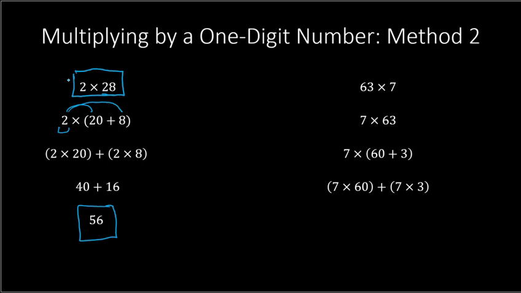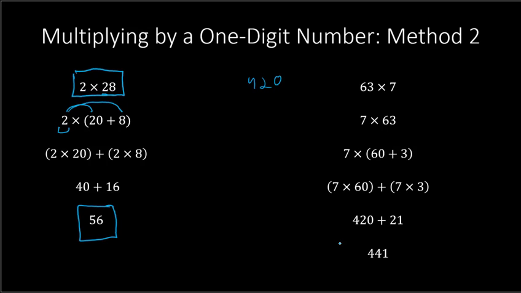7 times 60, we do 7 times 6, that gives you 42. And just put a 0 at the end, so we have 420. And then 7 times 3 is 21. 420 plus 21 is 441. So that would be 441 as your final answer.